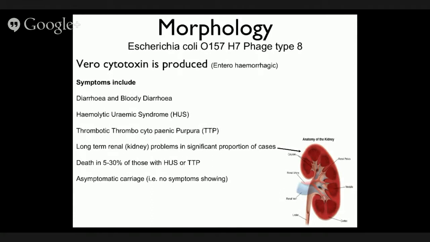E.coli, as I said, produces a verocytotoxin. The symptoms can include diarrhea and bloody diarrhea, hemolytic uremic syndrome, or HUS, thrombotic thrombocytopenic purpura, or TTP, that's quite a mouthful, and long-term renal kidney problems in a significant proportion of cases. Between 35 and 30% of those with HUS or TTP actually die, and people can carry this by asymptomatic carriage, i.e. no symptoms shown.